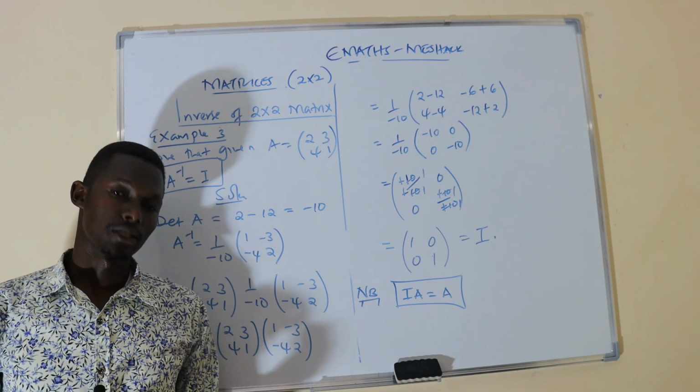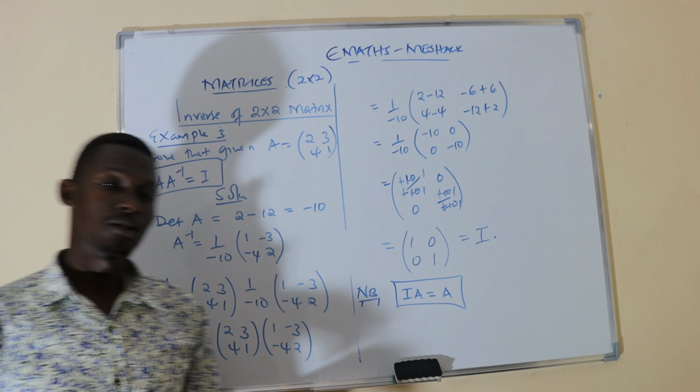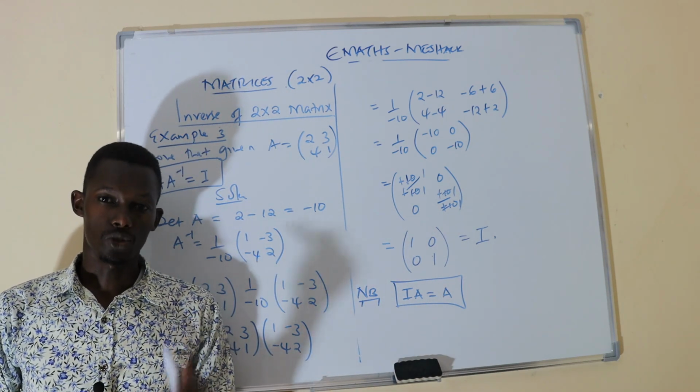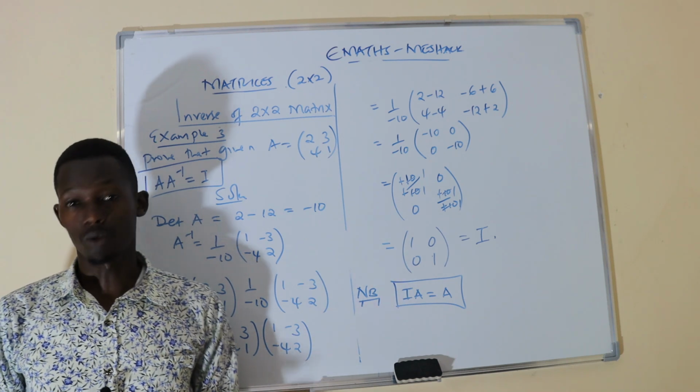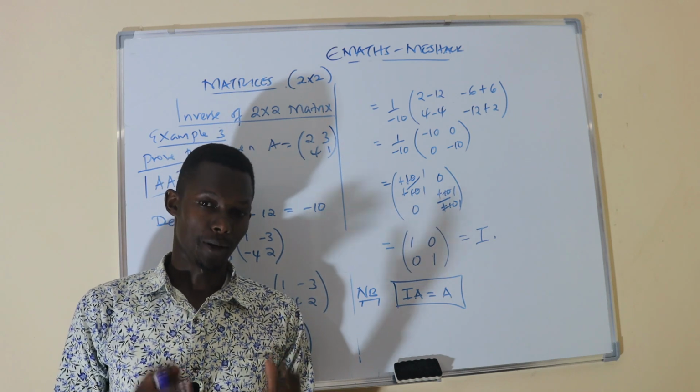Now from that, let us jump into the last part of matrices, and that is solving simultaneous equations. And basically that is a 2 by 2 matrix.